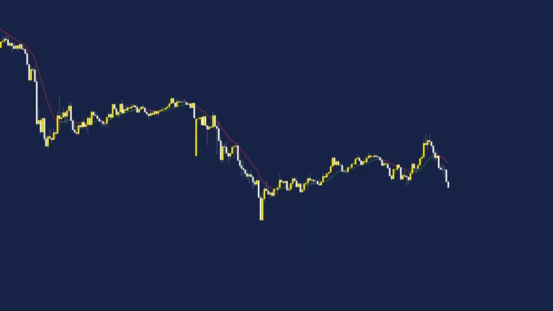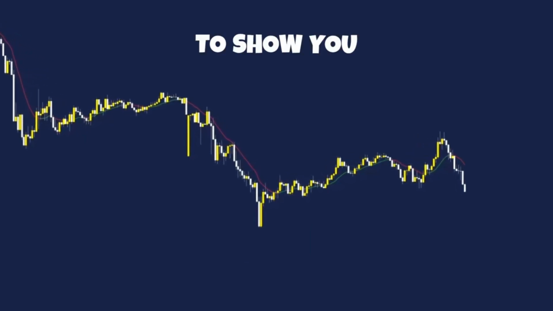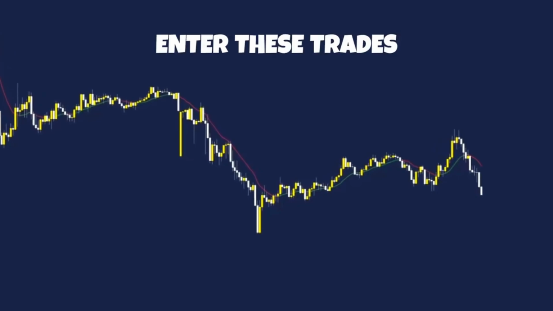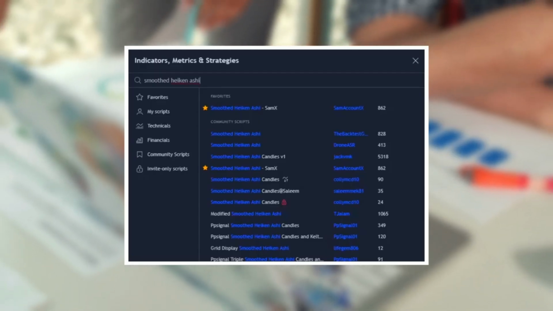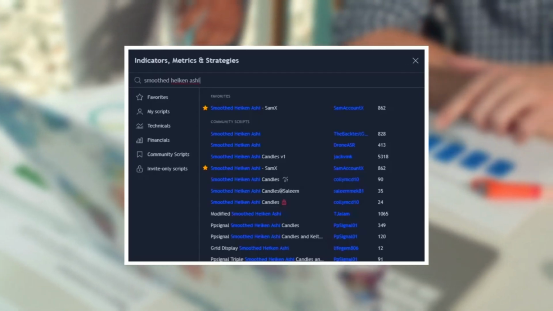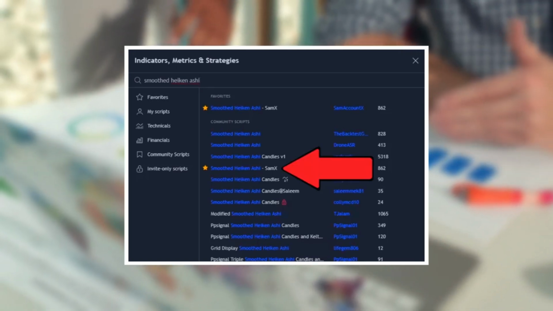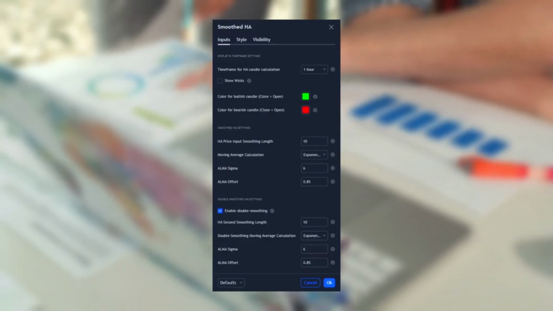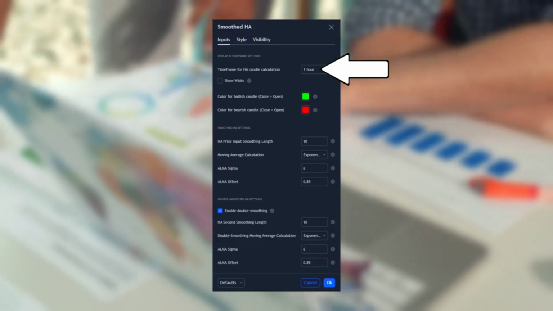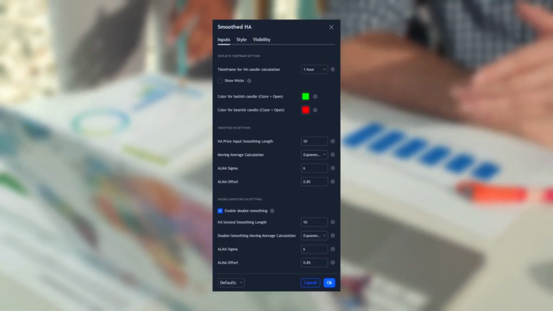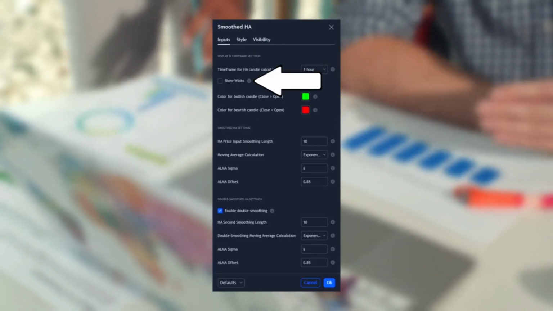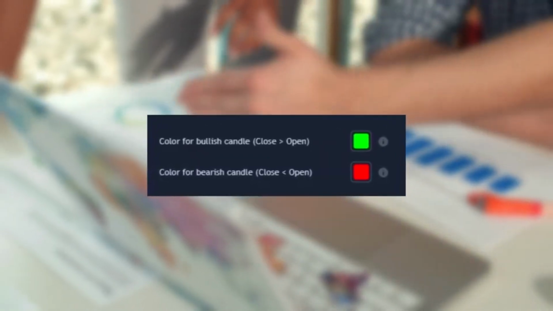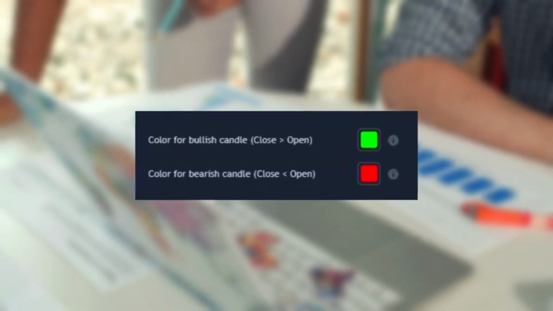And we're going to add this second Heiken Ashi indicator to show you exactly how we're going to enter these trades. Head up to indicators again, and we're going to type in Smoothed Heiken Ashi, and it is the Smoothed Heiken Ashi Indicator by Sam X. I have changed the time frame for the candle calculation to 1 hour. I have turned off the show wicks label, and I have changed the bullish candles to a bright green and the bearish candles to a bright red.